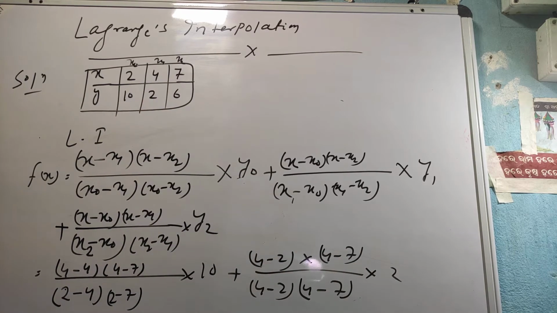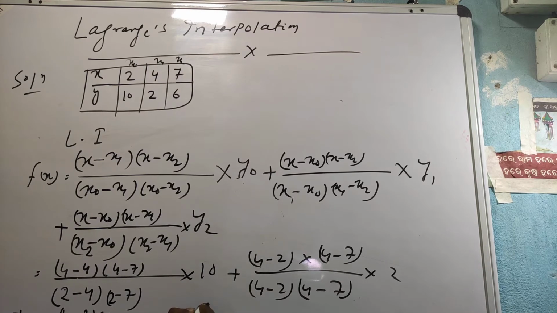Similarly, this is the last term you can put: 4 minus x0 which is 2, 4 minus x1 which is 4, and x2 is 7, so 4 minus 2 into 4 minus 7 into 6. Okay, so 4 minus 4 is 0, this term totals 0. Only this value we are getting, so you have to solve it first of all.